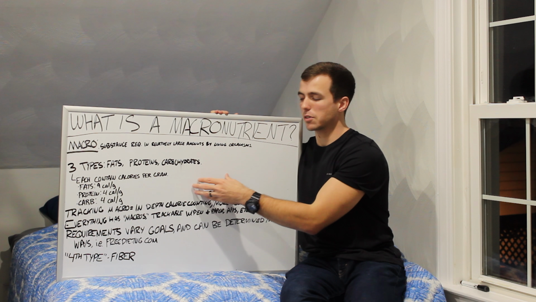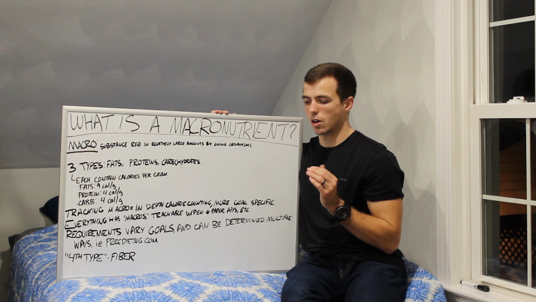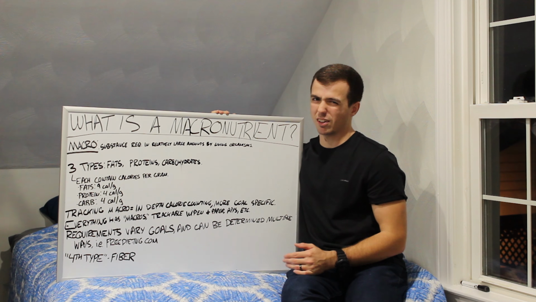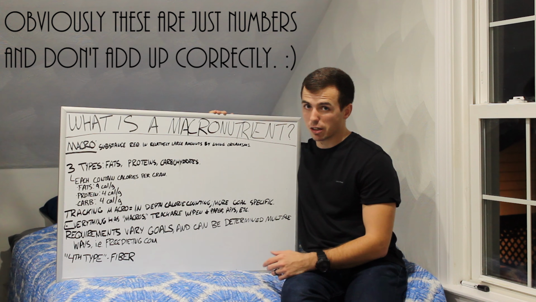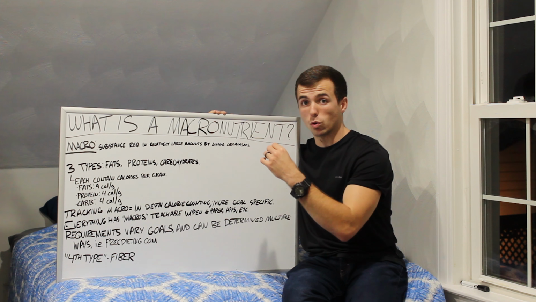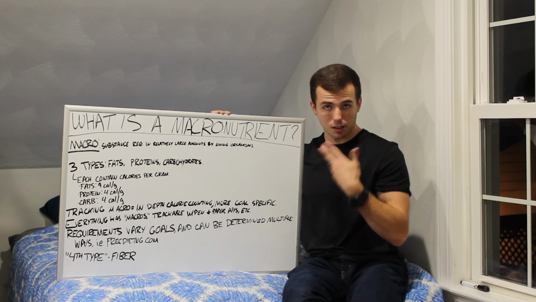Whenever you're tracking your macros, essentially it's just in-depth calorie counting. Because now instead of saying, oh hey, I'm getting 2,000 calories per day, it's saying, hey, I'm getting like 100 grams of protein, 100 grams of carbs, and like 50 grams of fat per day, you know? It's more specific to the goals that you have created for yourself. Everything essentially has macros that you're going to put in your body.